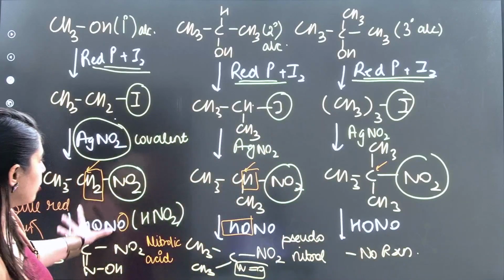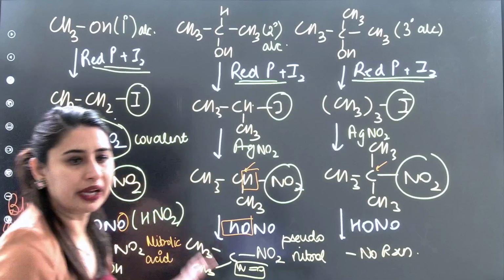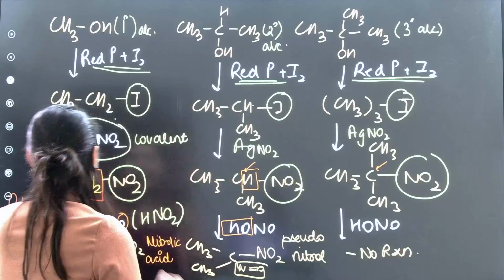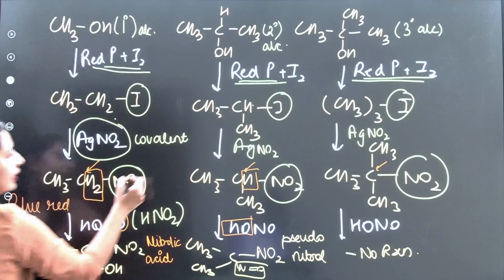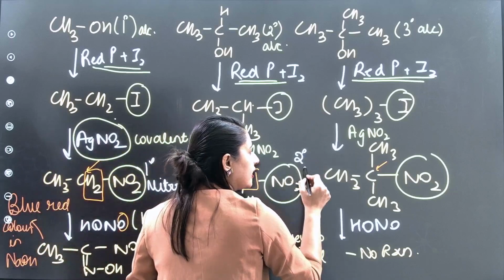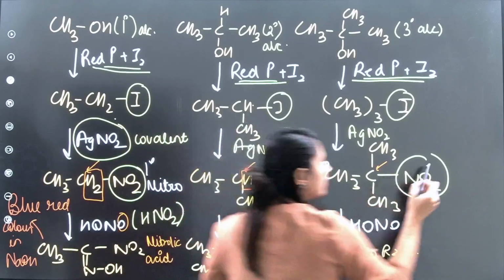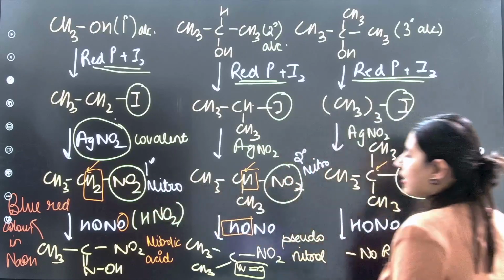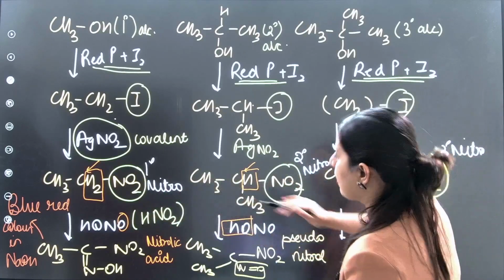Now, this Victor-Meyer test is also applicable for the degree of nitro. Can I say this one out here is a 1 degree nitro? This one out here is a 2 degree nitro, and this one out here is a 3 degree nitro. Right? So can we use this test to distinguish nitro groups also? Yes, a part of it.